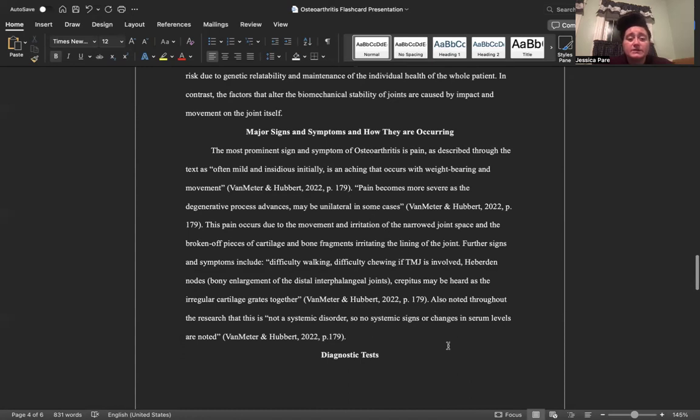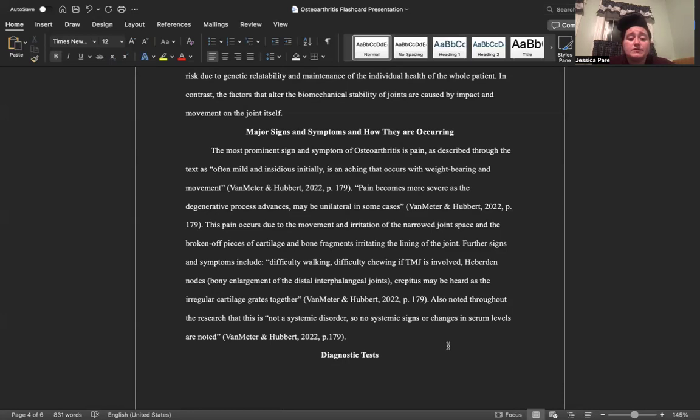We are further going on to the major signs and symptoms and how they are occurring. The most prominent sign and symptom of osteoarthritis is pain, as described through the text as often mild and insidious initially, is an aching that occurs with weight bearing and movement. Then the pain becomes more severe as the degenerative process advances, and the pain may be unilateral in some cases, depending on if you've overused like both of your ankle joints or both of your knee joints through sports. This pain occurs due to the movement and irritation of the narrow joint space and the broken off pieces of cartilage and bone fragments irritating the lining of the joint.